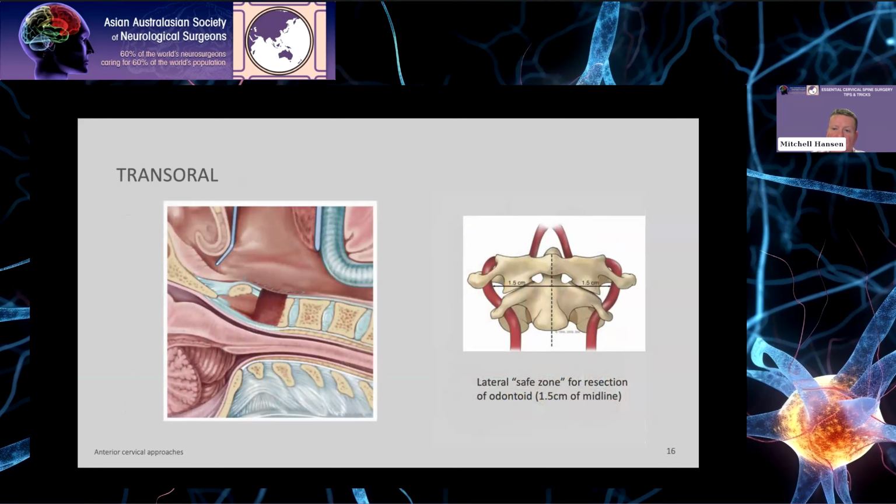For the transoral approaches, it's really important to have a look at your vertebral arteries. As I said, the V2 vertebral artery is most at risk here and can have several different anatomical variants which you need to be aware of. But basically, at that junction at C1-2, you've got a 3 centimetre window or so for a safe zone of resection of bony anatomy.